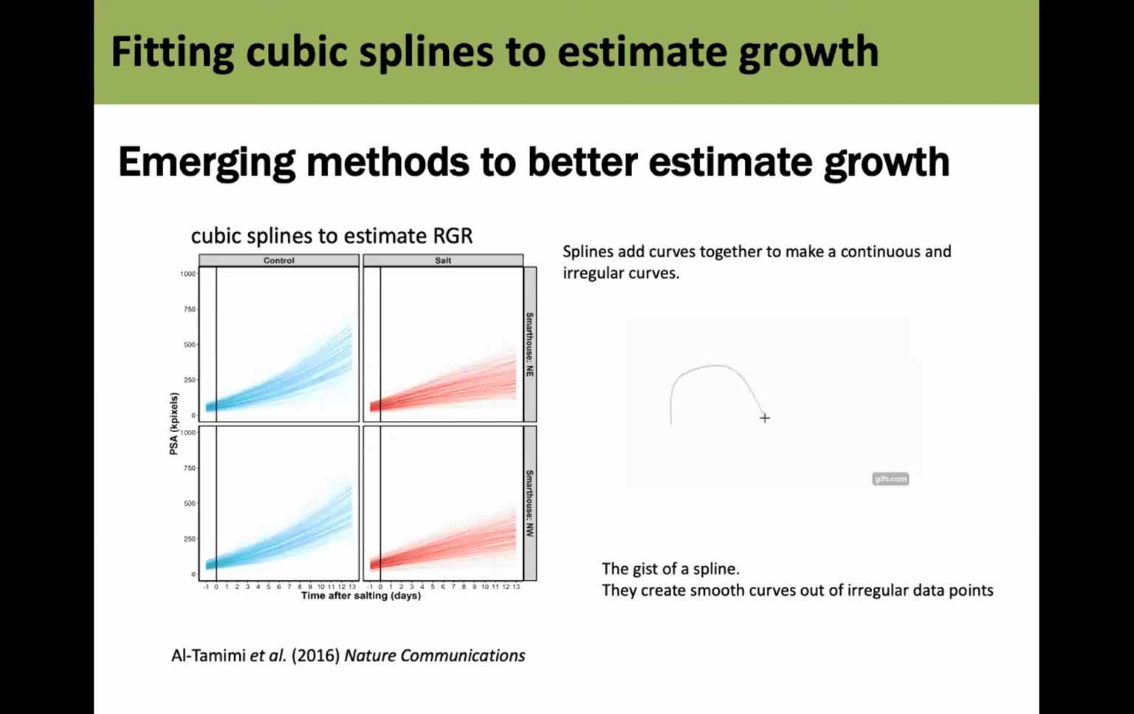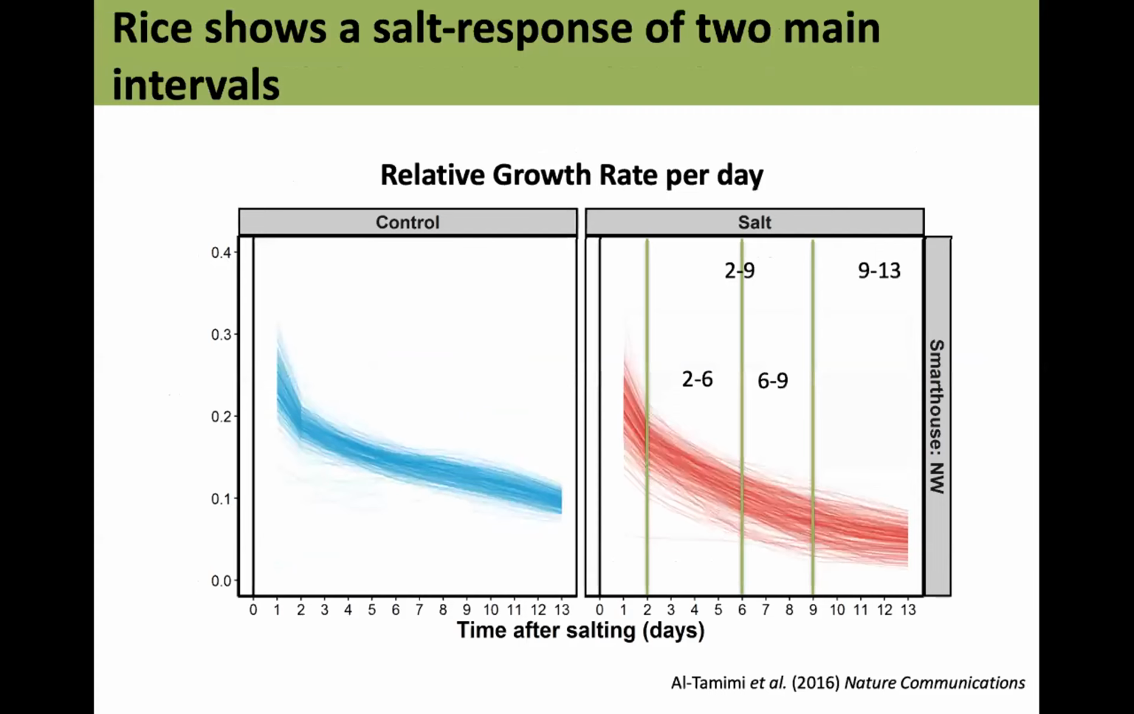With the help of a statistician, Chris Bryant, we were able to accurately describe plant growth and to better estimate PSA. So we fitted cubic smoothing splines, which is a piecewise defined polynomial function. And this approach has the advantage of making no a priori assumption about the shape of the curve, and it gives an unbiased analysis of high-throughput phenotypic data. And here, each line is showing the spline for each individual plant.